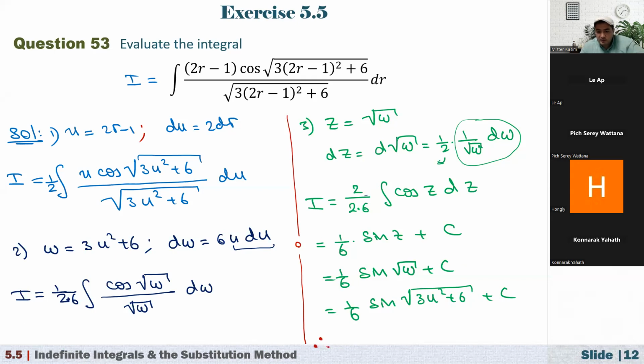So now we can just write our final answer here. The given integral is equal to 1 over 6, and here we have sine of square root of 3 times u. What is u? It is 2r minus 1. And here we have squared plus 6, and plus c.